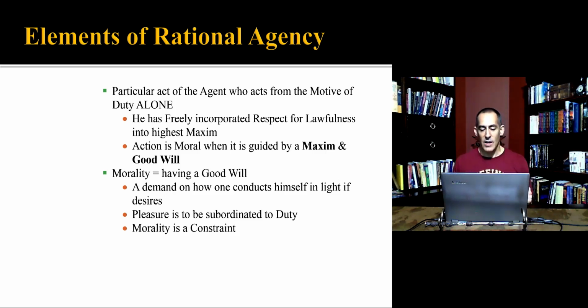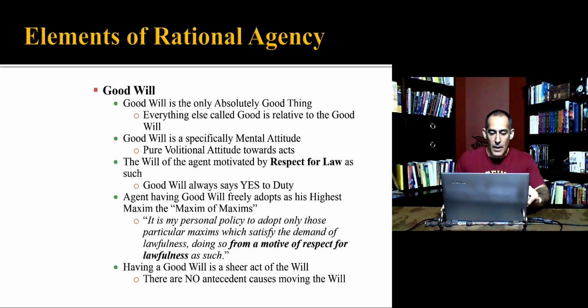Particular acts of the agent who acts out of the motive of duty alone are going to be what we're after. This is the person who has freely incorporated respect into his highest maxim. And the action is moral when it is guided by the rule and by what we call the goodwill. So morality for Kant is really having the goodwill. All right? There's a demand on how we conduct ourselves in light of our desires, because it's going to always have us ignore those desires and subordinate pleasure to duty. So again, this constraint. The goodwill for Kant is the only thing that is absolutely good in itself.